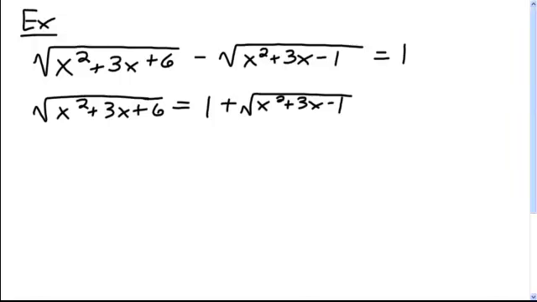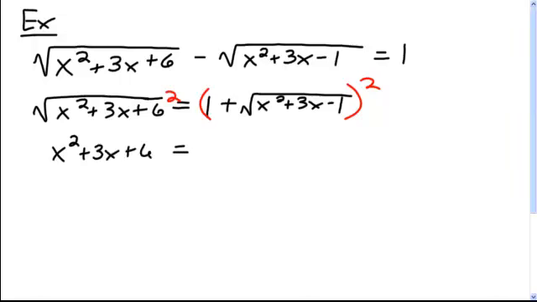Then you're going to square both sides. Both complete sides, with a binomial on the right-hand side, binomial in shape, I guess. So you're going to have to physically expand that out. You're going to need to FOIL that. Left-hand side is quite a bit easier. The square and the square root cancel, so I get x squared plus 3x plus 6 equals.